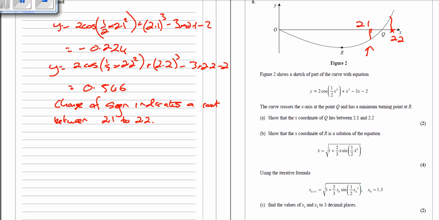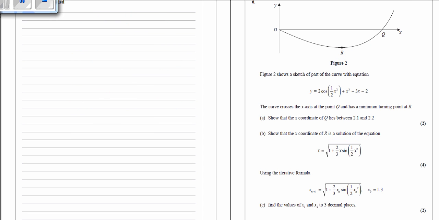So the x-coordinate of R is the solution to this. Okay, so the x-coordinate of R. So R is this point here. Now R is the turning point. Now the thing that we know about a turning point is that the gradient is 0. So what have we got to do? We've got to differentiate and set it equal to 0, and then get x equals.